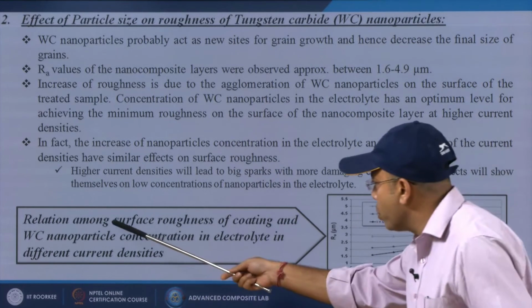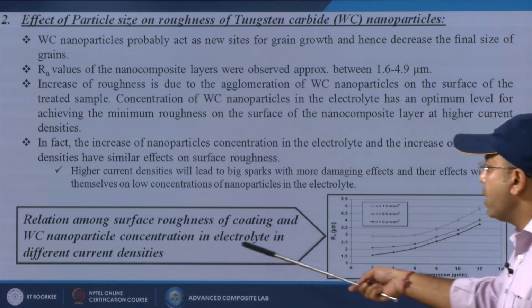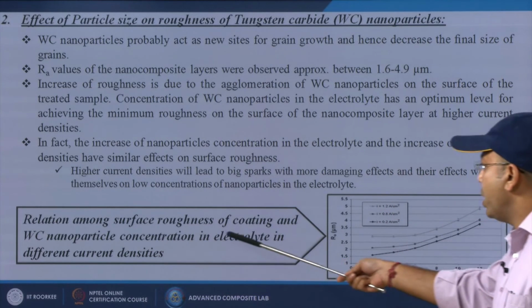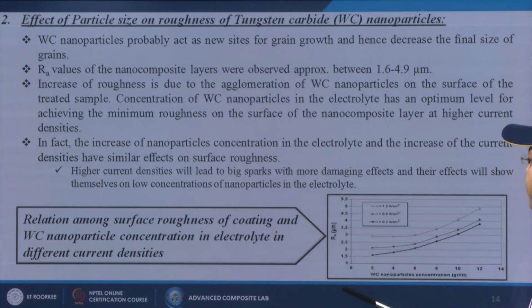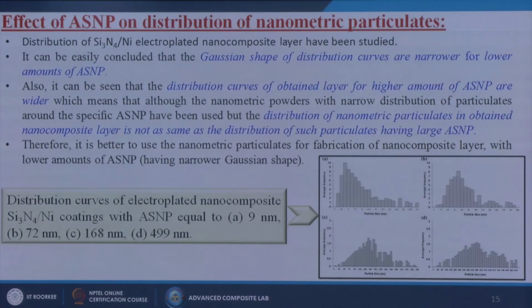So, relations among surface roughness of coating and tungsten carbide nanoparticle concentration in an electrolyte at different current densities. First one is 1.2 ampere per centimeter square, the next is 0.8 ampere per centimeter square, and the next one is 0.2 ampere per centimeter square. So, at different current densities, how the tungsten carbide nanoparticle concentration is changing and how the roughness is changing.